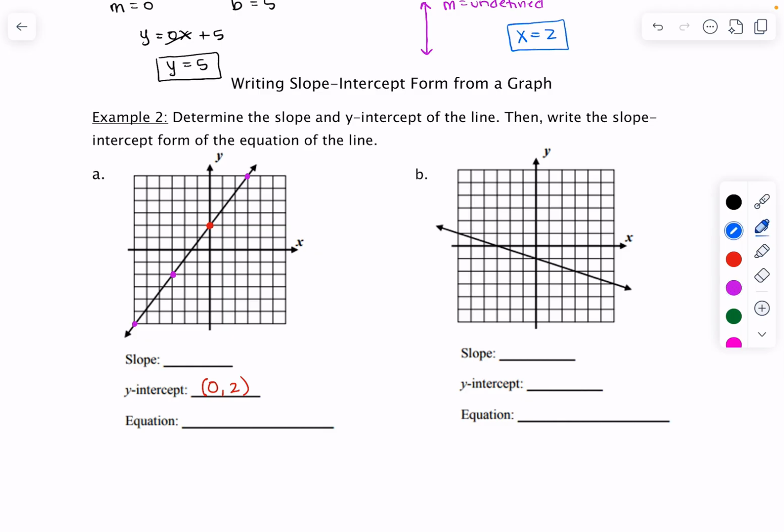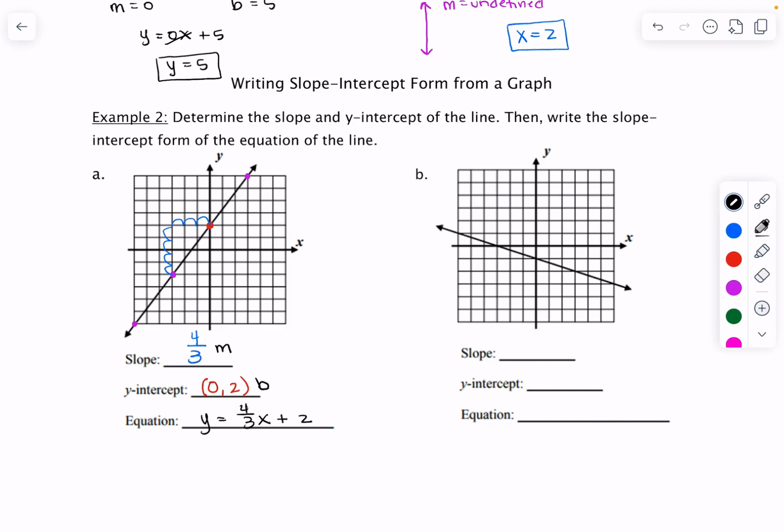So I'm going to take my pencil and go up from any point: 1, 2, 3, 4. So the rise is 4, and my run is 1, 2, 3. This is a positive line, it's increasing, so it's not going to have a negative in front. My equation is going to be y equals 4/3 x, because that is my m, and the y-intercept is my b, then plus. So my slope was 4/3, my y-intercept was 2, so my equation is y equals 4/3 x plus 2.